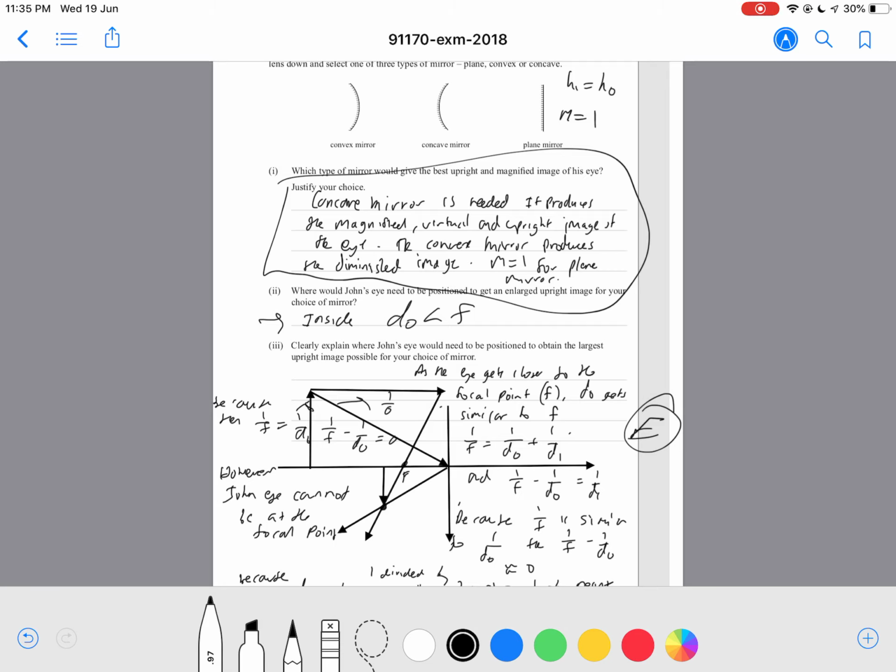To get a merit grade, you're stating the concave mirror correctly, and stating why the concave mirror is better. Or you can say that do is less than the focal point, or that the largest image is formed when the eye is very close to the focal point but not at it. That'll get you a merit grade. To get an achieved grade, you're simply stating that the concave mirror is the best mirror for the situation.